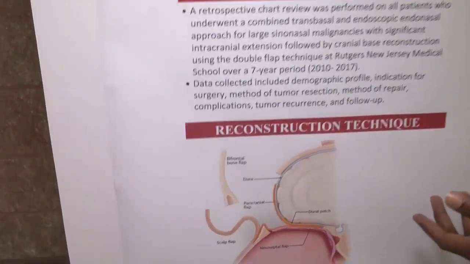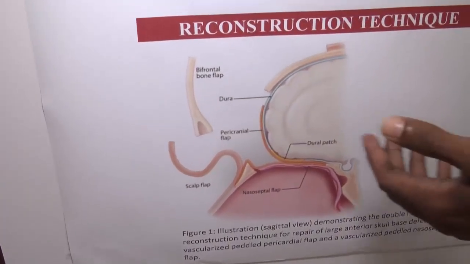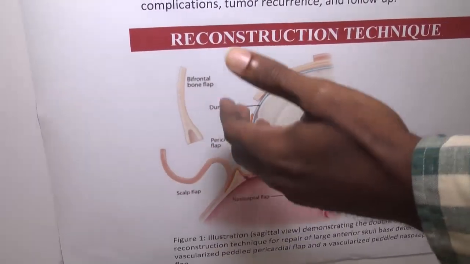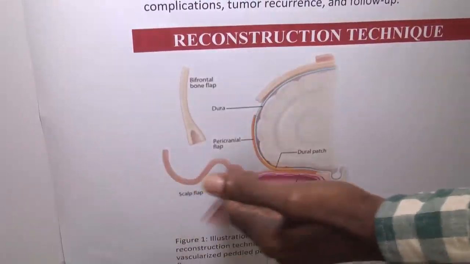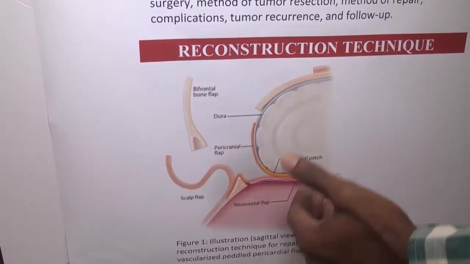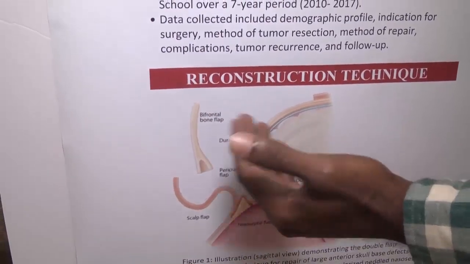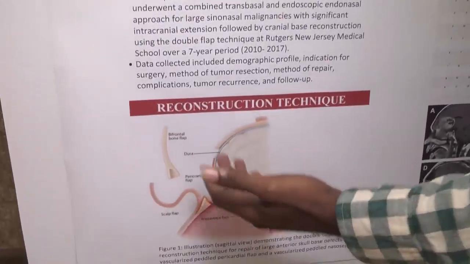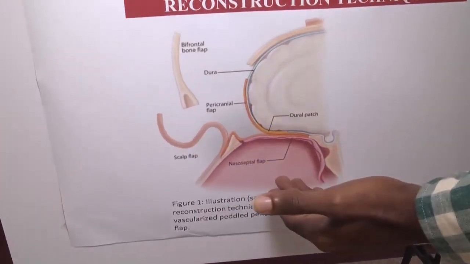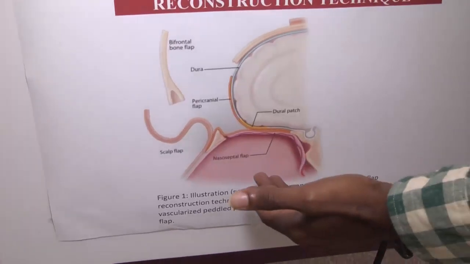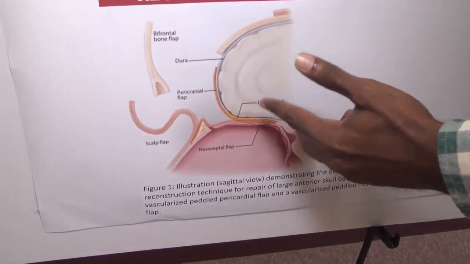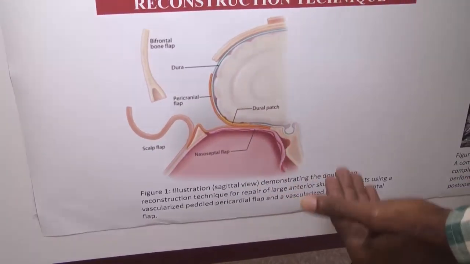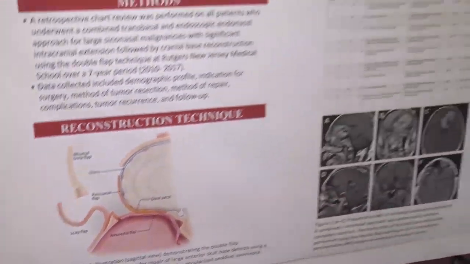And here is the reconstruction technique. Below you see a scalp flap, which is made by doing a bicoronal incision and removing the scalp, which exposes the pericranium, and we use that to derive the pericranial flap. Also, you see the nasal septal flap, which is also part of the double flap technique, which is derived from the nasal septum. These 2 flaps will be used for reconstruction of the anterior skull base.